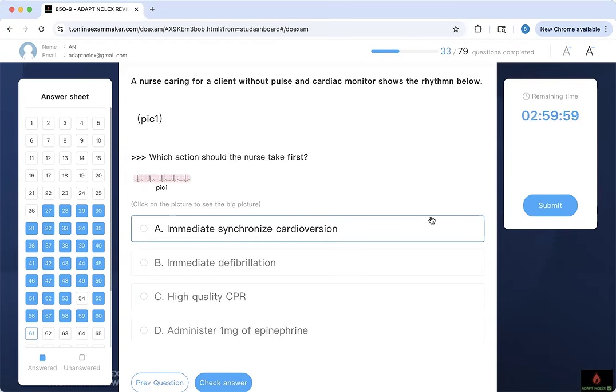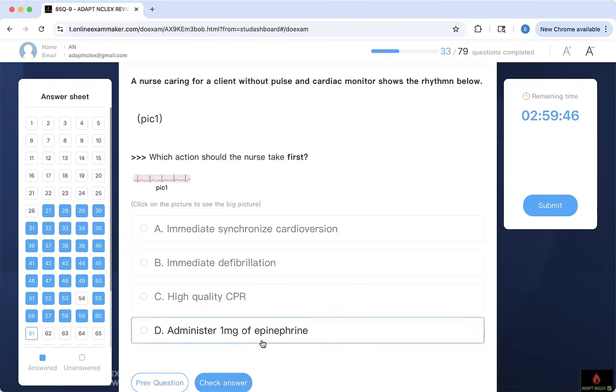I'm giving you a clue. If I have asystole, what would that do then? Synchronized cardioversion, immediate defibrillation, high quality CPR, epinephrine.